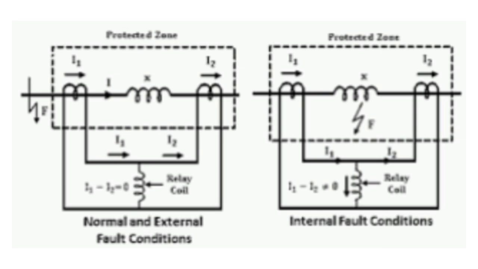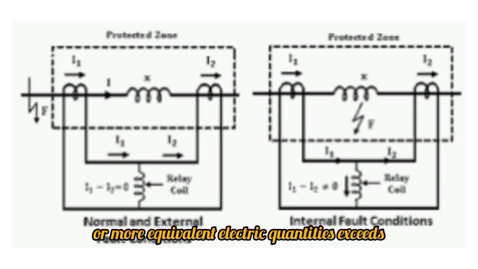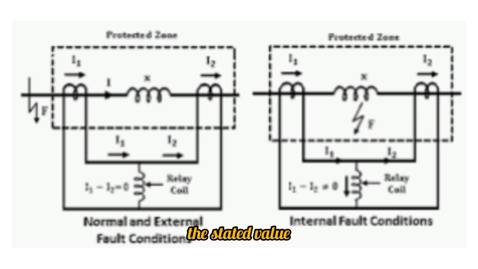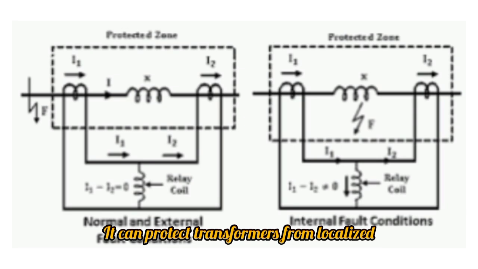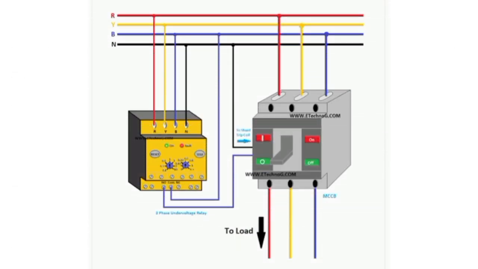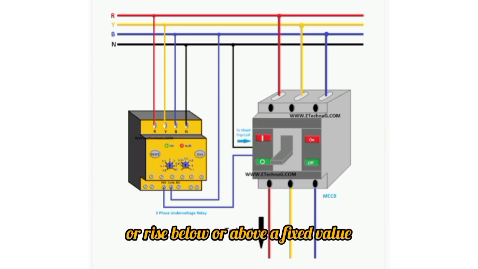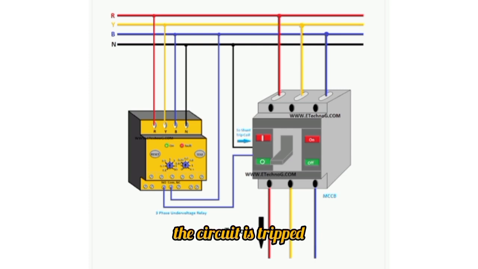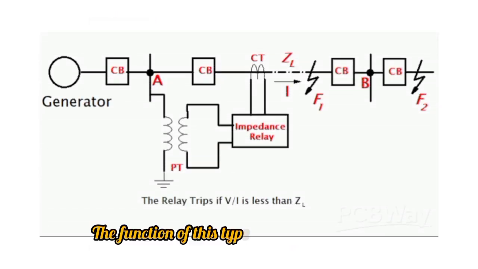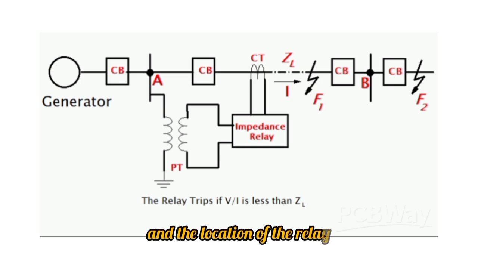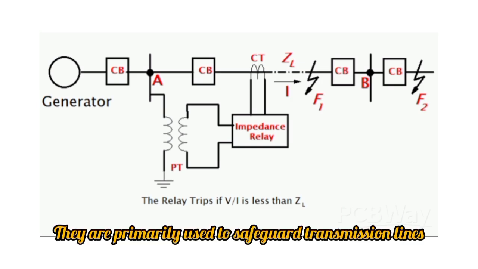Differential. When the phase difference of two or more equivalent electric quantities exceeds the stated value, the differential relay is set to trip. It can protect transformers from localized faults, and generators. Under and overvoltage. Under such conditions, the voltage in an electric network may drop below or rise above a fixed value. The circuit is tripped. Distance. The function of this type of relay depends on the distance between the fault impedance and the location of the relay. They are primarily used to safeguard transmission lines.